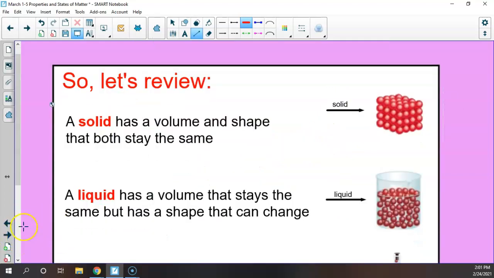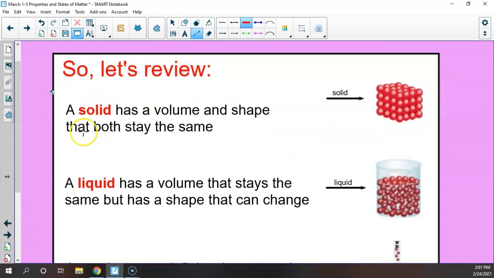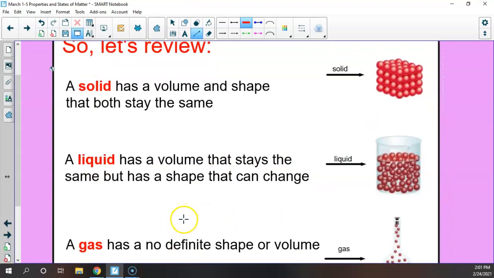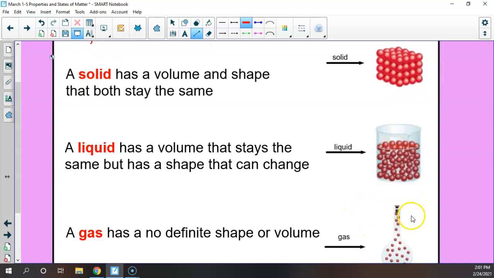So let's review. A solid has a volume and shape that both stay the same. That's what that would look like with its molecules packed together tightly. A liquid has a volume that stays the same, but has a shape that can change. So their particles are a little bit looser. They're more fluid. They can move around and take the shape of their container.